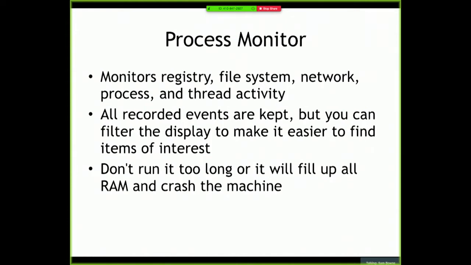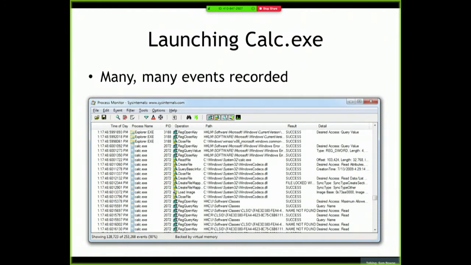Same thing's true of Wireshark. If you just run it for like a day, monitor your network traffic, it'll just fill up all the RAM and crash the machine. That's not what it's intended for. But it is useful as long as you're not crazy. So here's calc.exe, 128,000 of 253,000 events recorded just to launch calc.exe. That's the thing. The Windows event log has many, many, many events. Far too many to hunt through.